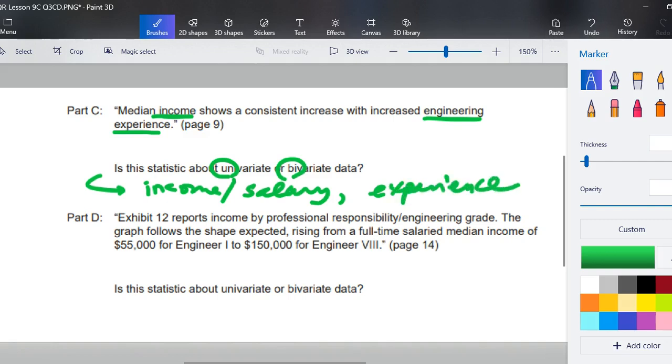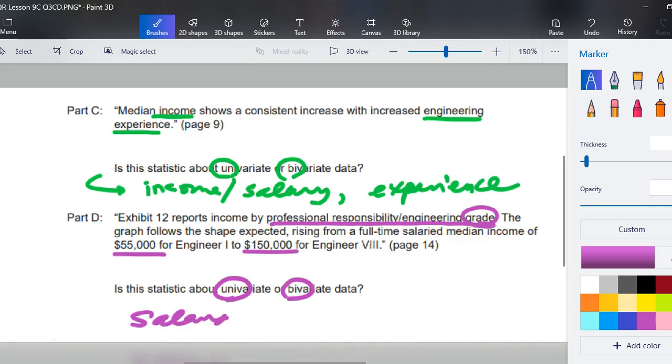The more years of experience probably is going to impact your income, your salary. And then finally, part D, Exhibit 12 reports income by professional responsibility engineering grade. The graph shows the shape expected rising from a full-time salary medium income of an engineer 1 to this income for an engineer 8. Univariate or bivariate?